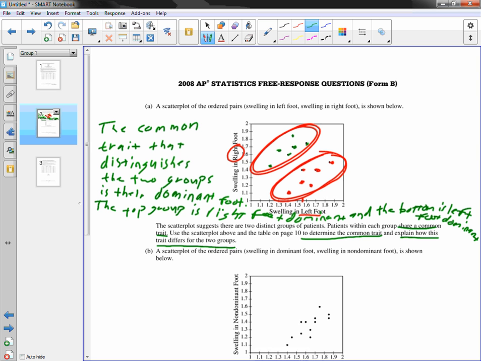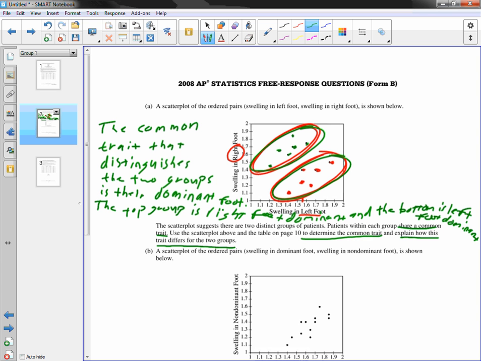You could have gotten this one partially correct. It says if the response either identifies the two groups as people with greater swelling in the left foot and people with greater swelling in the right foot, but missed the connection of foot dominance, or states that only the dominant foot has more swelling than the non-dominant foot, that would have worked. So several people just pointed out the fact that one of them had more swelling. You know, this group up here had more swelling in the right. This group here had more swelling in the left.